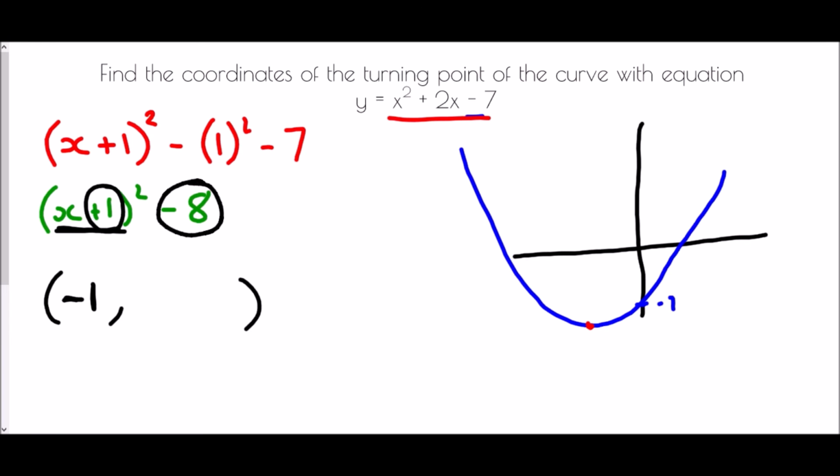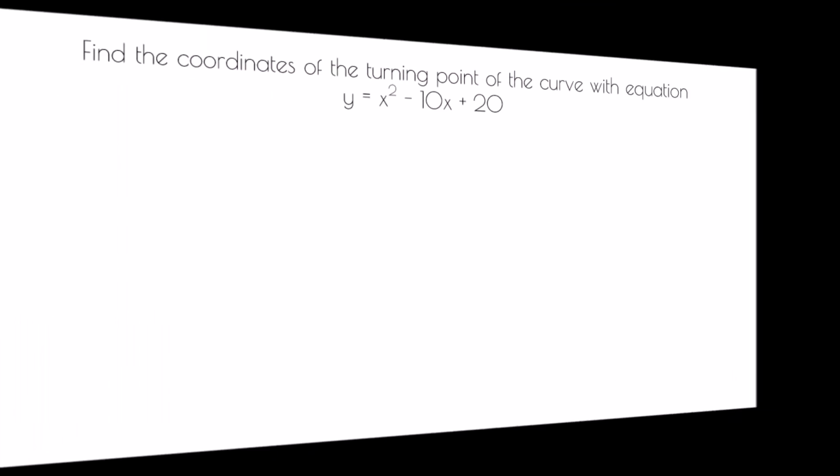This part is giving me a y coordinate, because what we're actually saying is that y equals this, and so y equals -8. And so this point, the minimum point, the turning point of the quadratic graph, will be -1, -8. Okay, so we'll try that again.